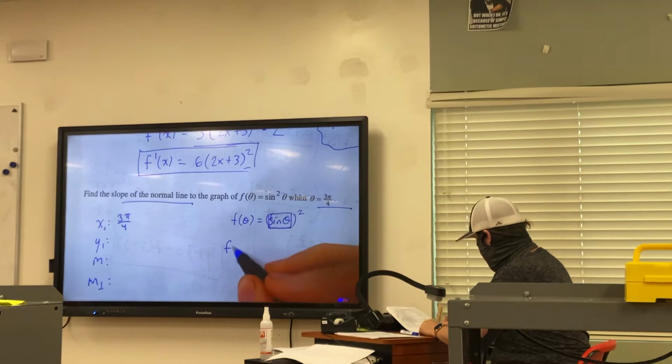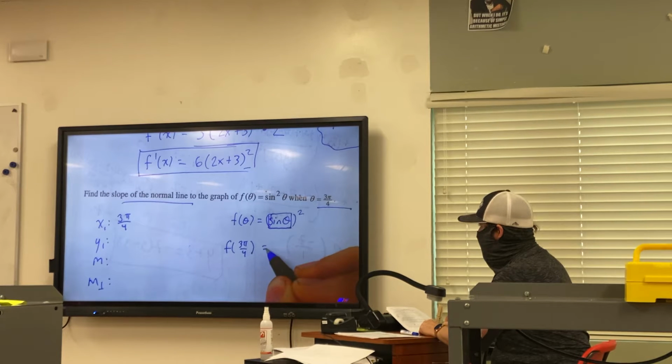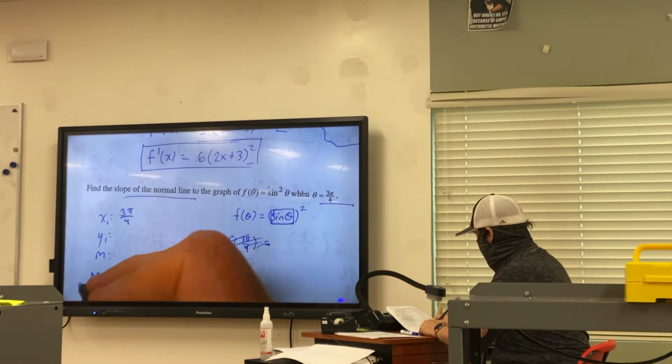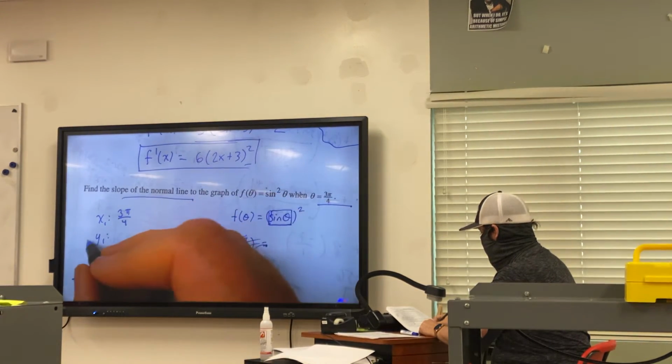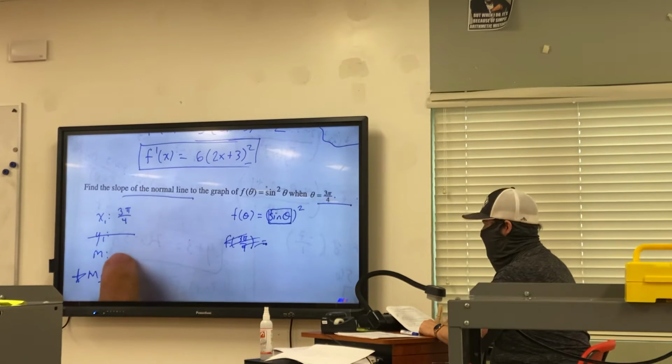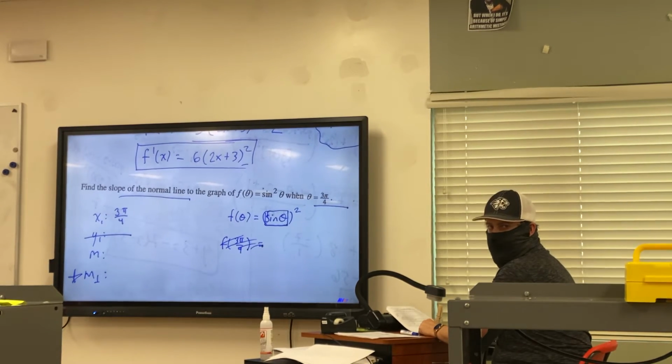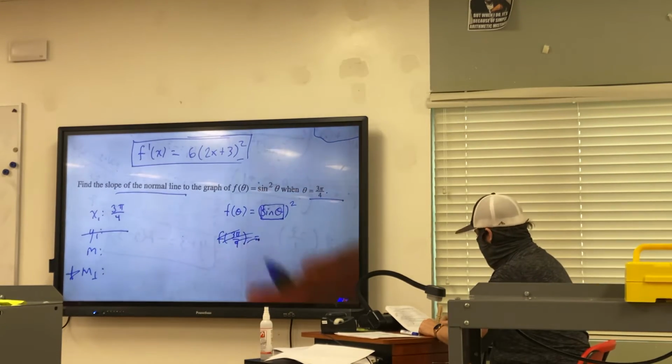So let's do f of 3 pi over 4. It's just asking for the slope. So do I even need to do that? No, I just need this one. If I just need the slope, then we can skip y1 and jump down to m. Before I can do m, what do I need to find? The derivative. So I need to find the derivative, f prime of x or f prime of theta.